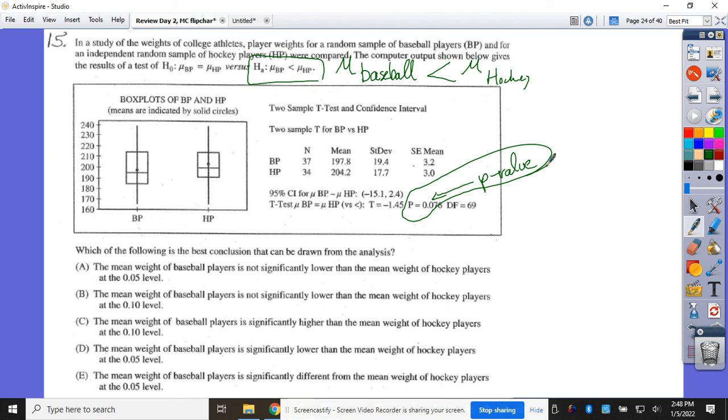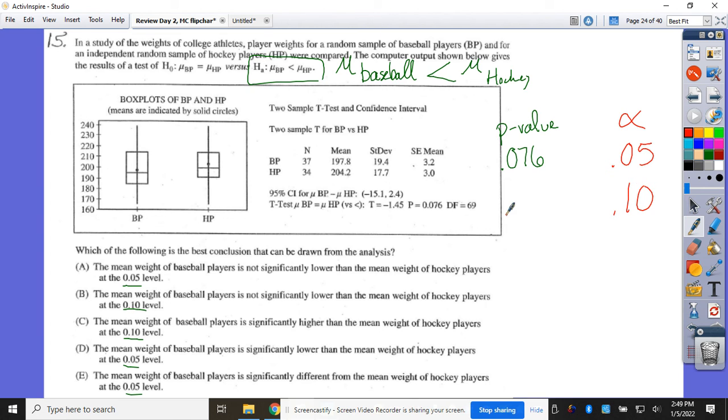So I'm going to look at my answer choices here. I've got different levels that I'm comparing it to. So if my p-value is 0.076, I can look down here and see I'm either comparing it to an alpha of 0.05 or I'm comparing it to an alpha of 0.10. Here, I know that this one is greater, or not less than. And 0.076 is less than this one, and this one is, the way I say it, not less than.